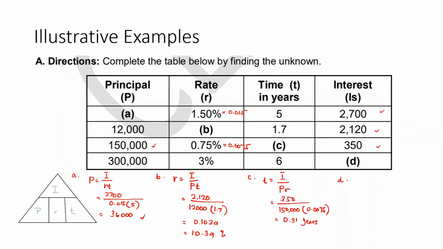In letter D, the missing item is the interest. So the formula for interest is I is equal to P times R times T. As given, our principal is 300,000. Our rate is 3%, in decimal, that is 0.03. And then for our time, we have in here 6 years. So that will be 300,000 times 0.03 times 6. So the answer is 54,000. I hope everything is clear with you in here.